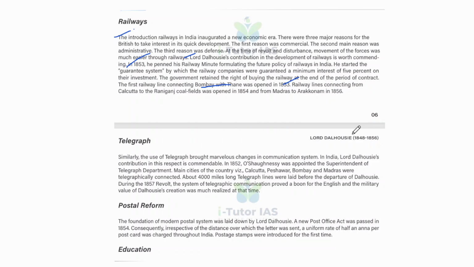Okay, so that is the history of Indian railway. And from Madras to Arakonam in 1856. First one is 1853, second is Calcutta to Raniganj in 1854, and third in southern India, that is Madras to Arakonam in 1856. Okay, so the first railway in the world was opened in 1825 in England. Please add that point also.